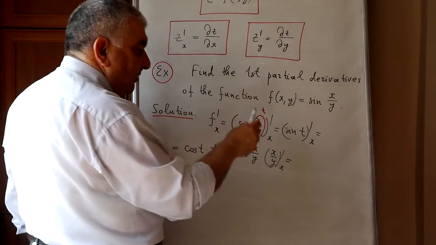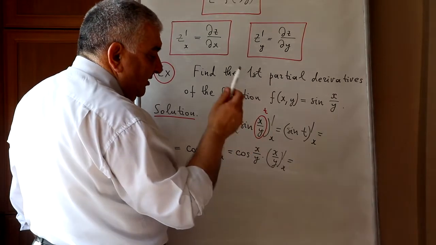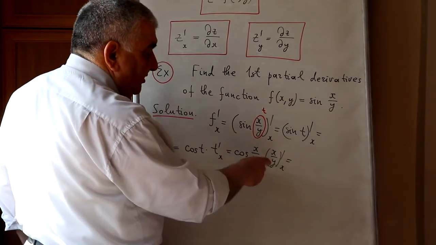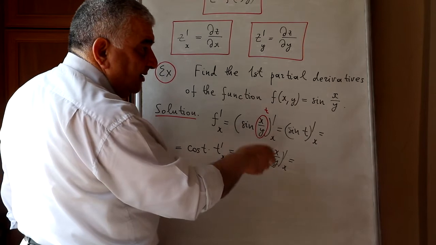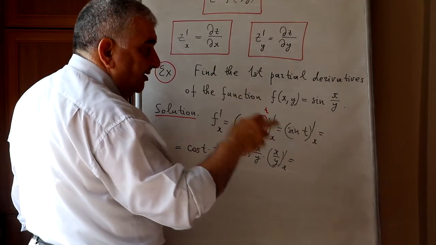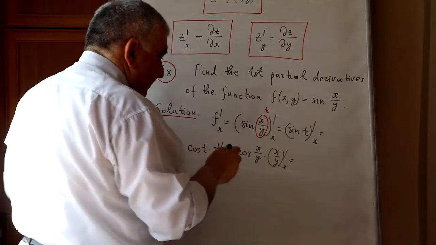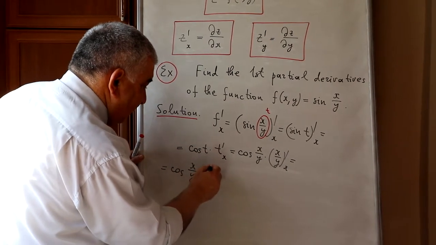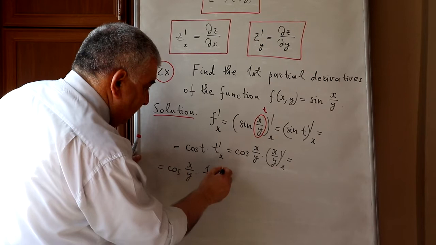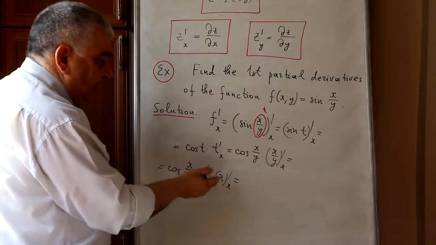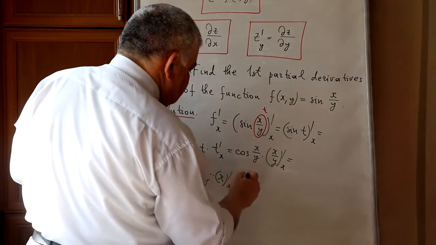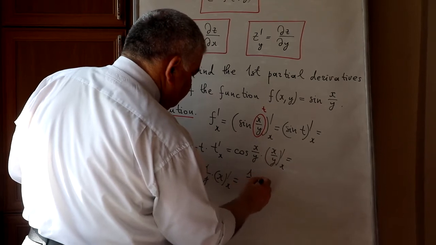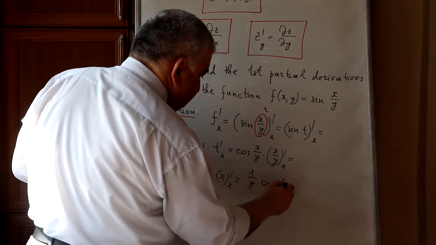If we take the partial derivative with respect to x, we must consider y a constant value. Therefore, 1 over y is a constant factor, and it can be taken out of the derivative symbol. Then it equals cosine of x over y multiplied by 1 over y multiplied by x prime with respect to x. But x prime with respect to x is unit, is 1. And therefore we'll obtain 1 over y multiplied by cosine of x over y.